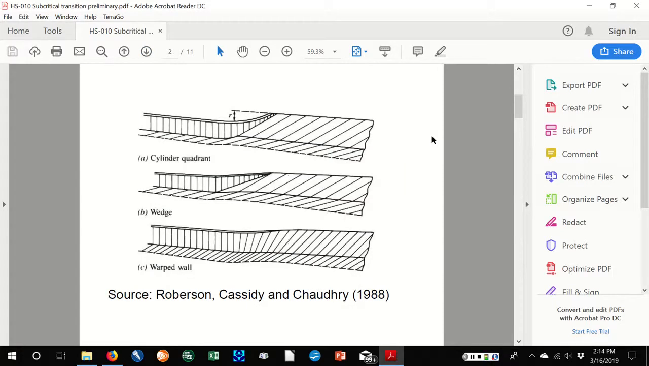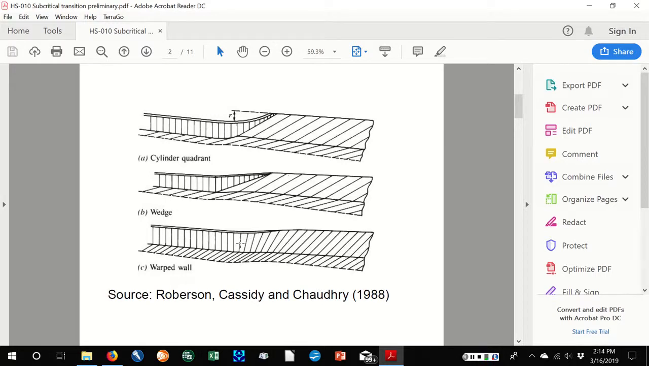In the textbook by Roberson, Cassidy, and Chaudhry, they show three common types of transitions for subcritical flow. A is a cylinder quadrant, in which a cylinder wall is simply wrapped around and matched up with the trapezoid. Then there's a wedge, which we just viewed, in which the rectangular channel angles into the trapezoid. The third type is called a warped wall, where the wall is assumed to be continuously varying in slope.